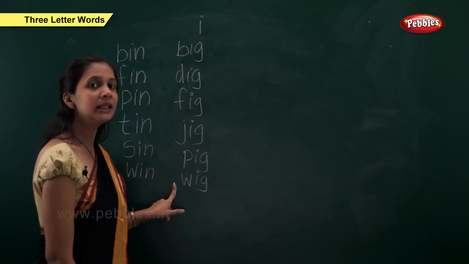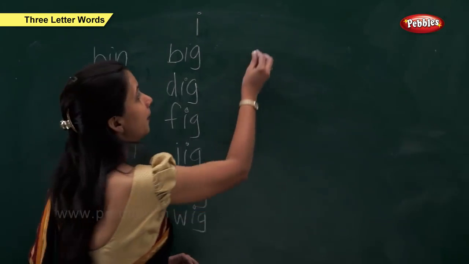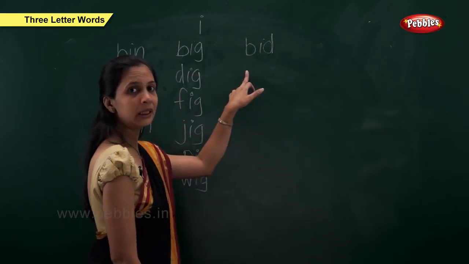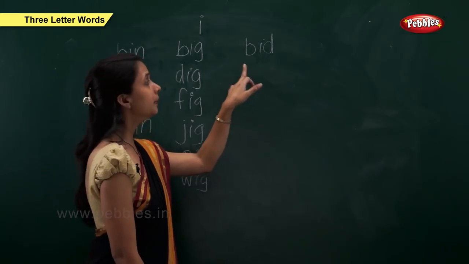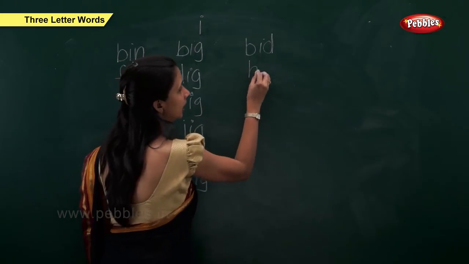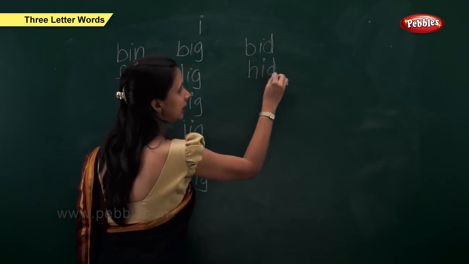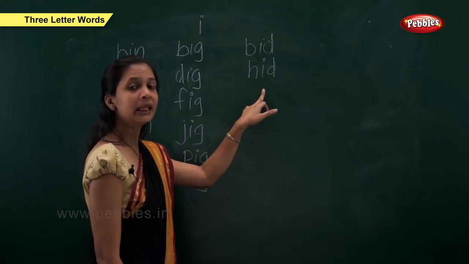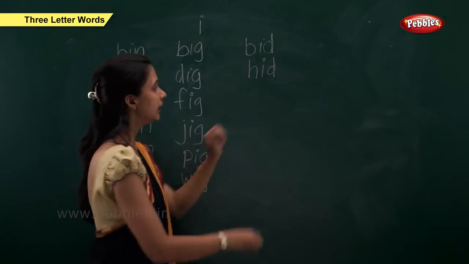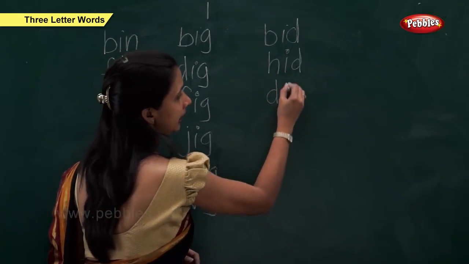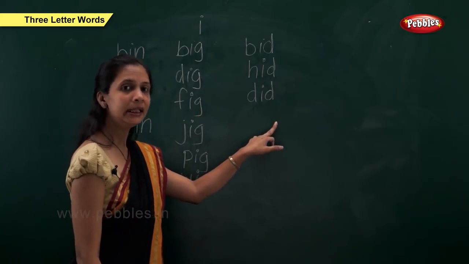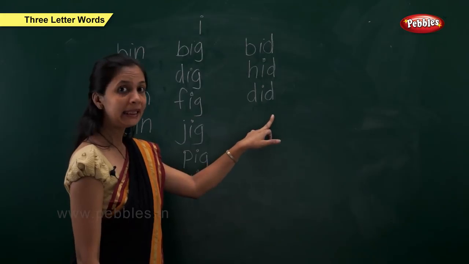Okay, now we will take few more words. B, I, D, bid. B, I, D, bid. The next is H, I, D, hid. H, I, D, hid. The next is D, I, D, did. D, I, D, did.